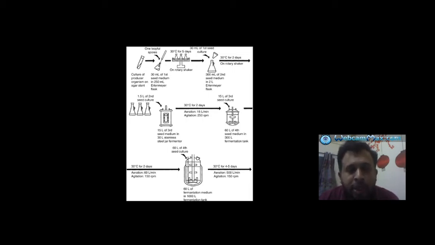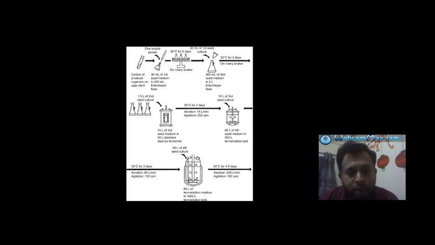Again we have to repeat the process at 30 degrees for 2 days, and here we have to increase the aeration rate, that is 60 liter per minute, and agitation should be decreased, so agitation is 150 rpm. The reason for this is that after several incubations, the growth of microorganisms is increased. At that time, if we give less oxygen or less aeration to that medium, there are chances that these microorganisms will die.